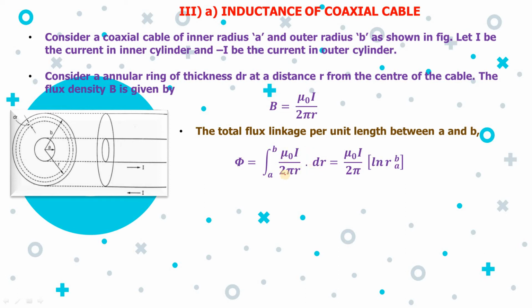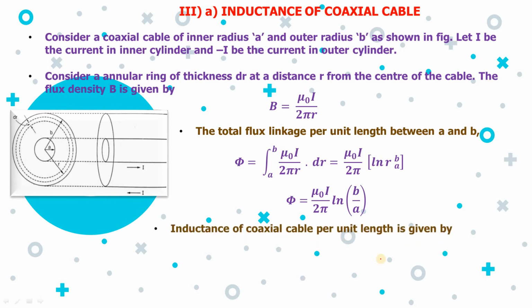So mu naught I by 2 pi is a constant. What is the integration of dr by r? It is nothing but ln r, and the limits are A to B. So if you apply the limits, ln B minus ln A will come. Therefore ln B by A. So phi is equal to this; this is the flux phi.